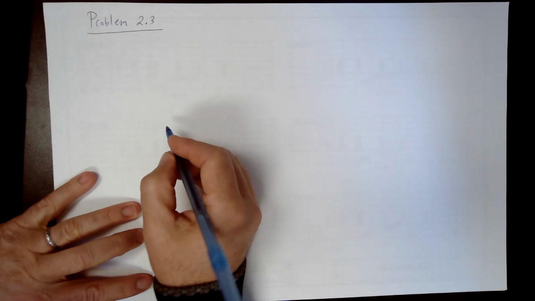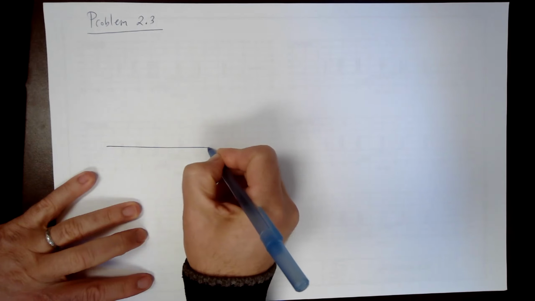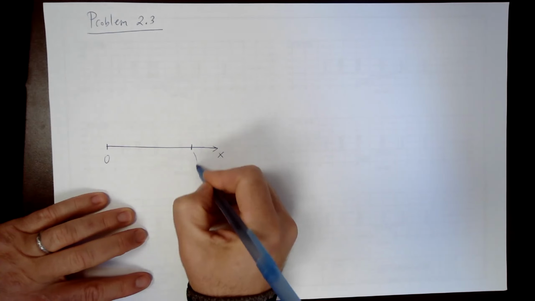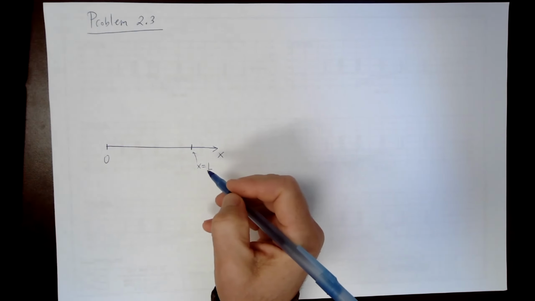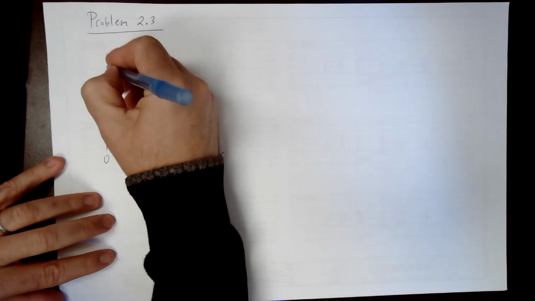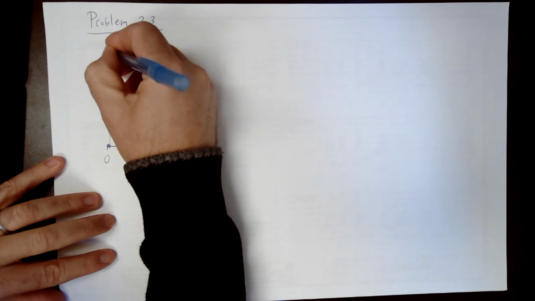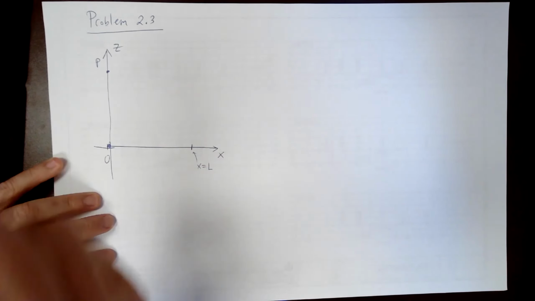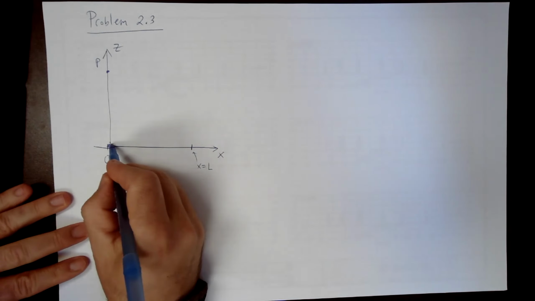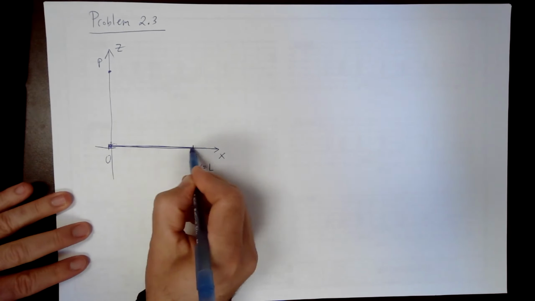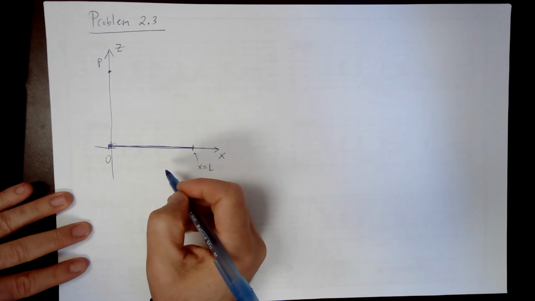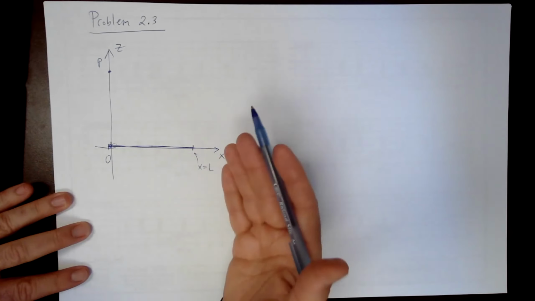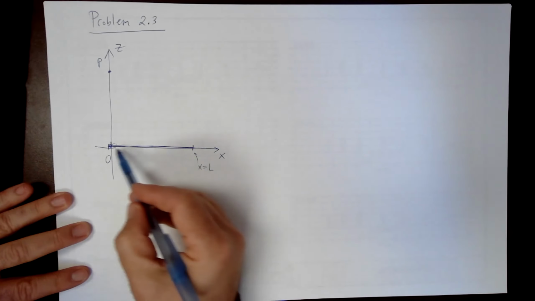So what we have is a line segment. Let's call this the x-axis. This is my origin. This is x equals L. And this is my z-axis. And this is my field point P. Okay, so this is a continuous charge distribution. Between x equals 0 and x equals L, I have lambda, a uniform linear charge density per unit length.